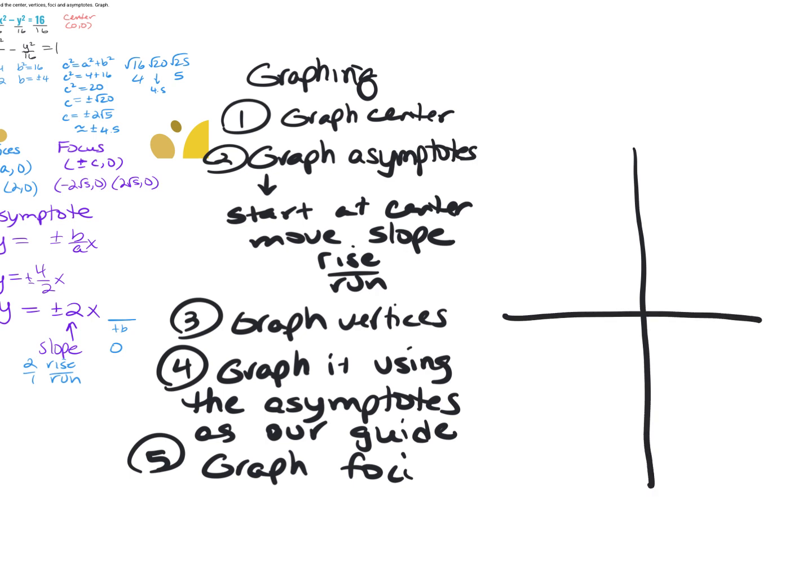First thing I'm going to do is graph that center point. And remember, the center was at 0, 0. Then my next step is to graph the asymptotes. Remember, my asymptotes were the equations y equals 2x and y equals -2x. So remember, all we're going to do is use the slope. So we're going to take this 2 and make it into a rise and a run. So 2 over 1. So I'm going to rise 2 and run 1.